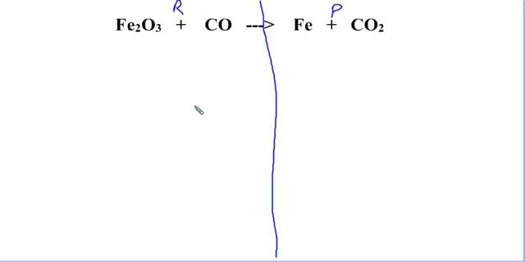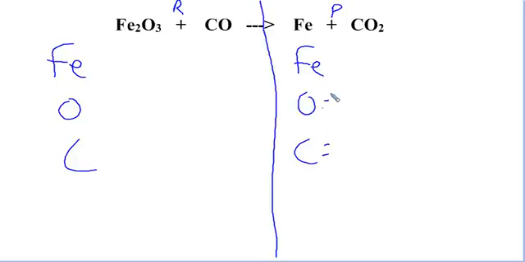Now you take each of the elements and you write them out. Fe, O, and C. Do the same thing on both sides. We have 2 Fe's, 4 O's, and 1 C. On this side, 1, 2, and 1. I'll change colors here so that we have identified where our coefficients go.